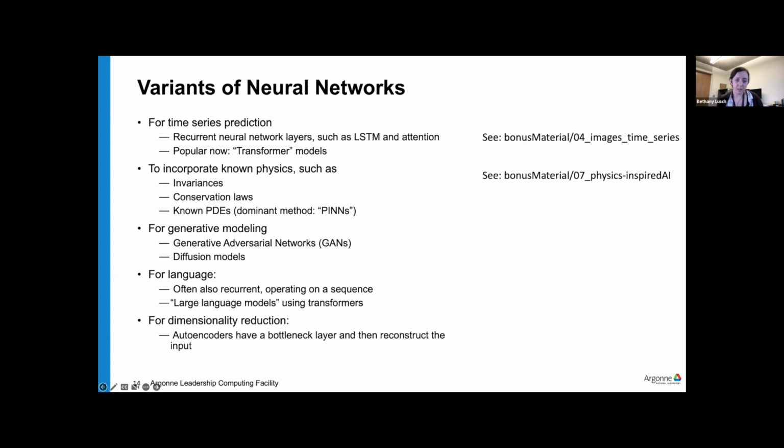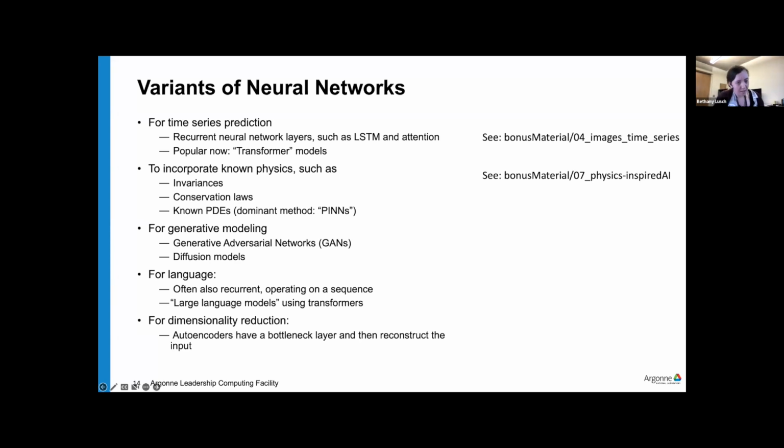But if you're interested in experimenting with this, under the bonus material folder, we have this images time series example. And the fancy, cool new thing is transformer models. There are also versions of neural networks to incorporate known physics, like invariances, symmetries, conservation laws, or if you know a PDE and you want to constrain your neural network to follow it. There are methods like PINNs, physics-informed neural networks. If you're interested in this, in the bonus material folder, you can see this physics-inspired AI folder. And those two under bonus materials are topics we covered before last year, so you can also watch the corresponding video online.